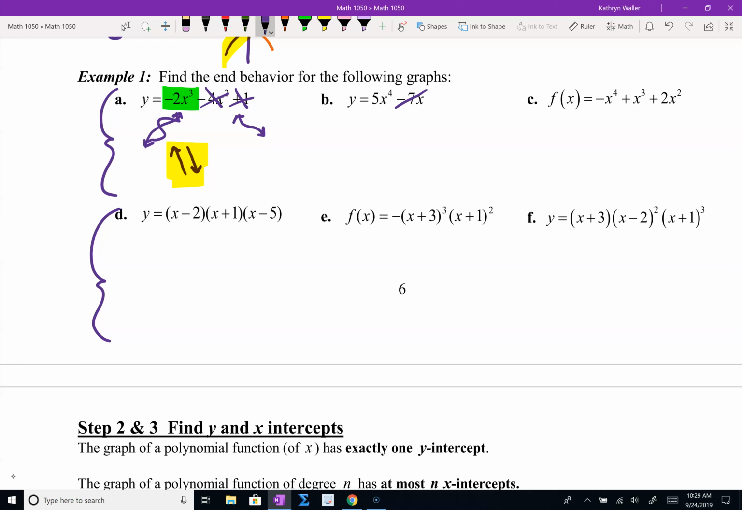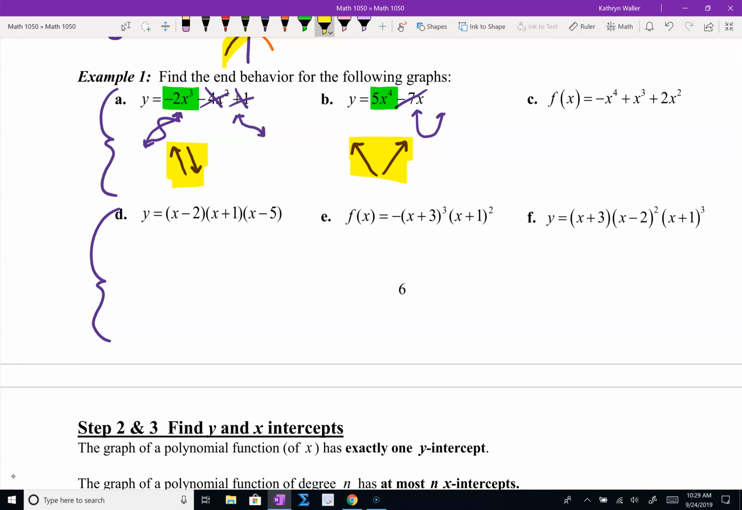Okay, go to question B. Get rid of the 7x because it affects the graph, but it does not determine the end behavior. Look at the biggest exponent. It's right there. It's even. Anything that's even takes the shape of a parabola. Since the 5 is a positive, I know it opens up. So my arrow is left up and right up, and I'm done. Literally, that's all I do.